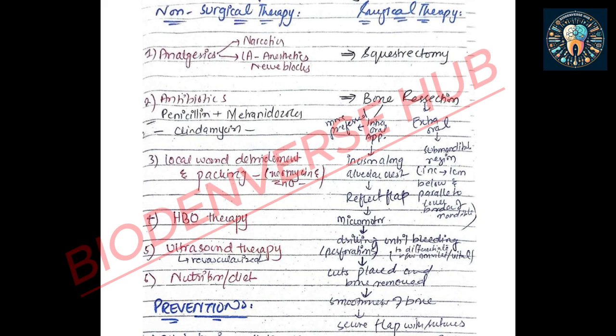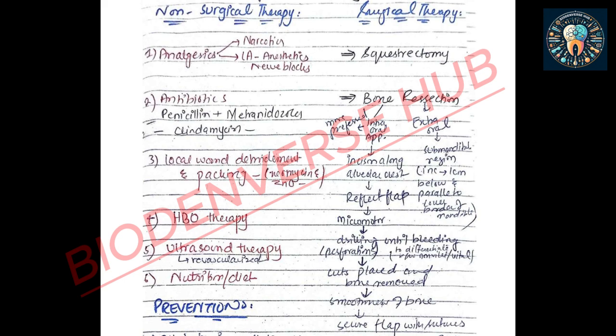While you are going for the extraoral approach, you need to keep in mind that the incision is given in the submandibular region, 1 centimeter below and parallel to the lower border of the mandible. The rest of the process is the same. So this was about the management of osteoradionecrosis.